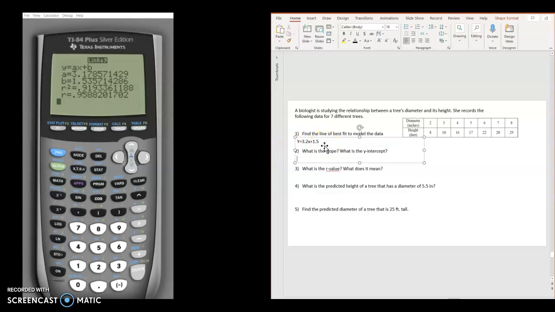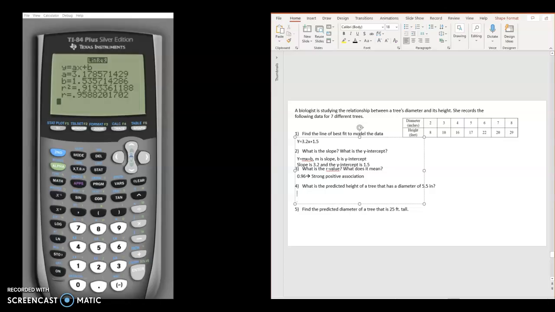Now it's asking us for the slope and the y-intercept. So remember in y equals mx plus b, m is the slope and b is the y-intercept. So I would say that the slope is 3.2 and the y-intercept is 1.5. Now it wants us to figure out the R value. So here it says the R value is 0.96. So that means that there is a strong positive association, right? Because it is a positive number and it is closer to 1, so it is a strong positive association.